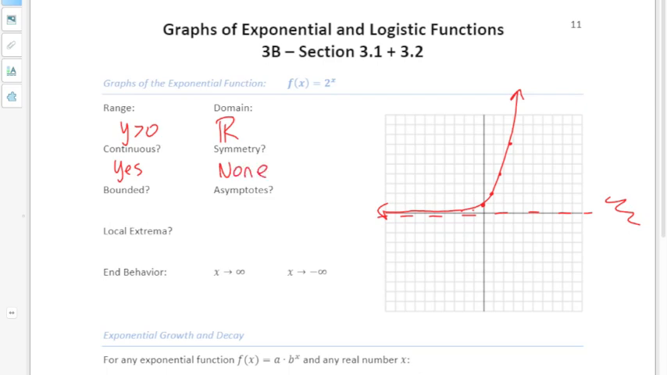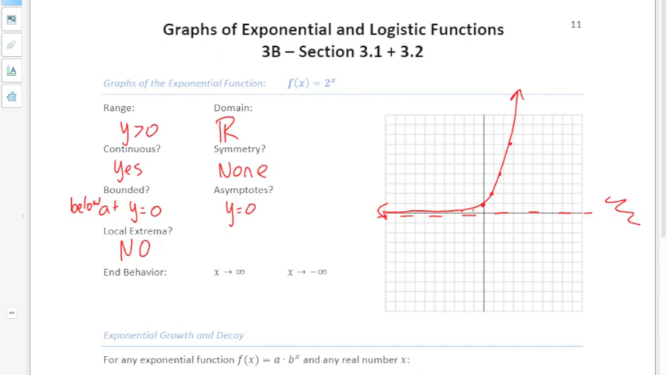Bounded. So remember, bounded means like, is there ever a point where it doesn't go above or below a certain y value? And so it is bounded at, let's see, y equals 0, and we should say it's below, because it could be bounded above. It has an asymptote at y equals 0. There are no extremes, so no mins or maxes on this thing.